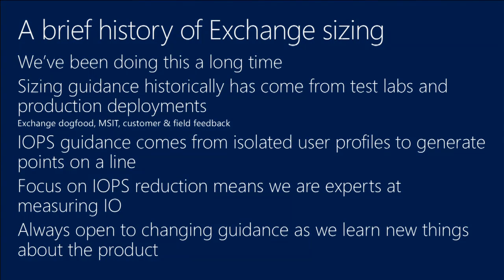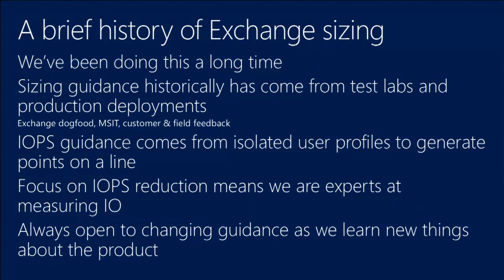We do change our guidance over time if we discover that there are issues with the numbers that we've released. So today, from a 2013 perspective, really all of the guidance that we've provided has come out of production deployments, primarily dog food, as well as a little bit of data from Exchange Online. We have a very large deployment of Exchange 2013 in Exchange Online as part of Office 365. And we'll be tuning our guidance over time based on your feedback to us.